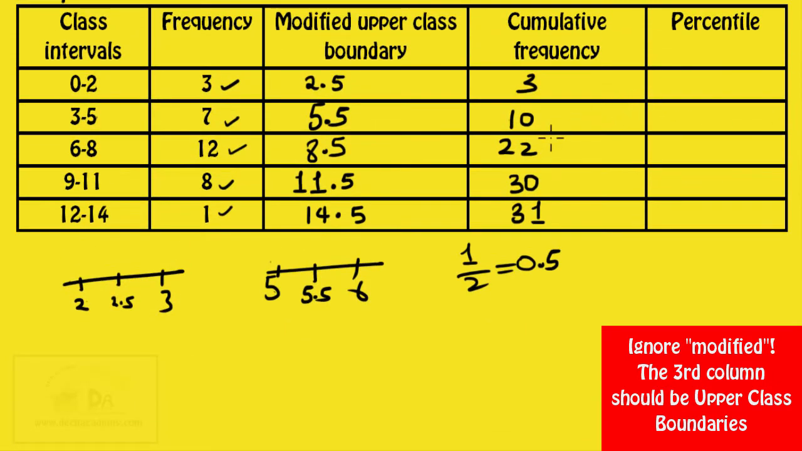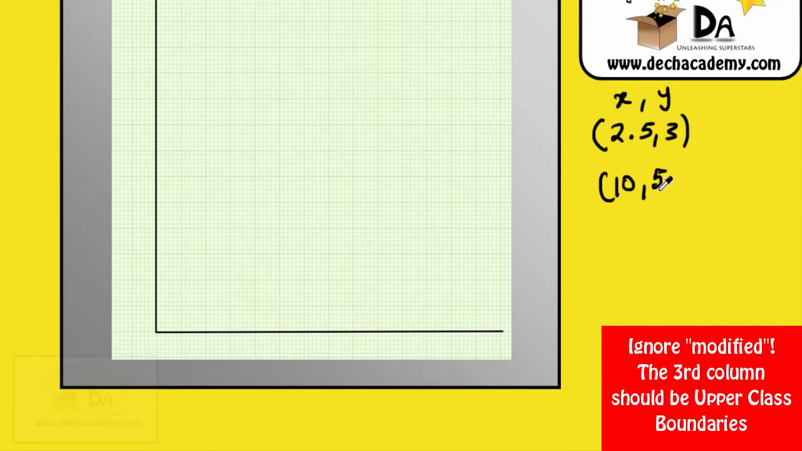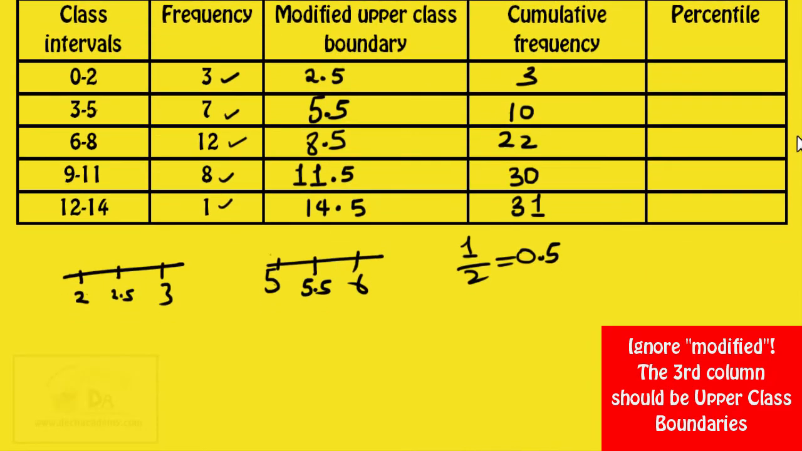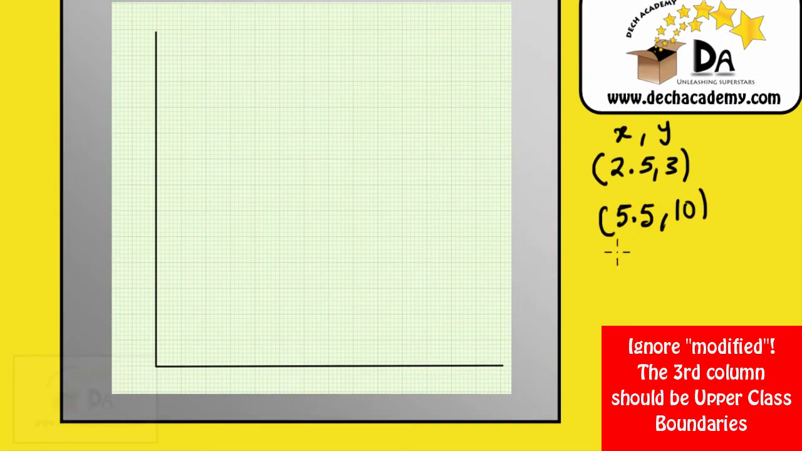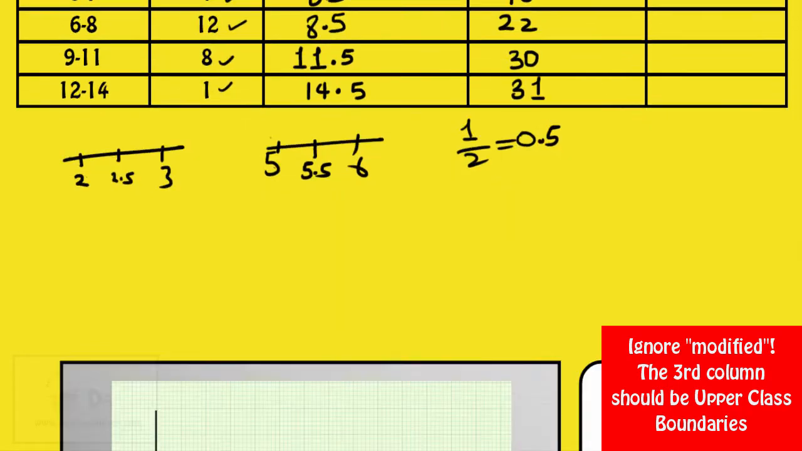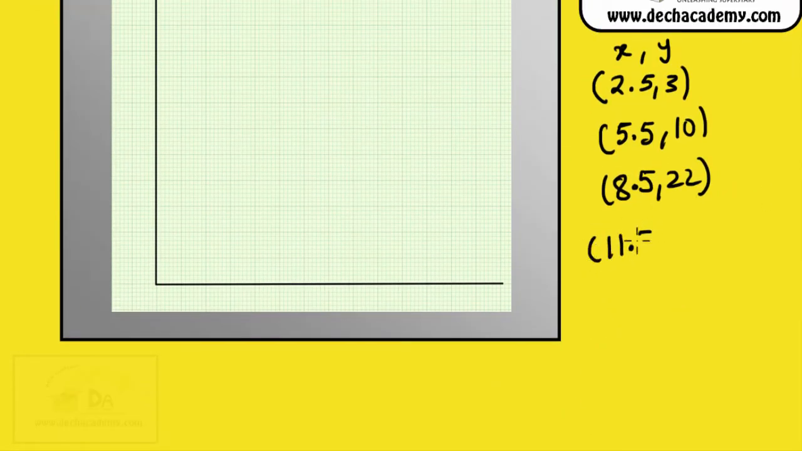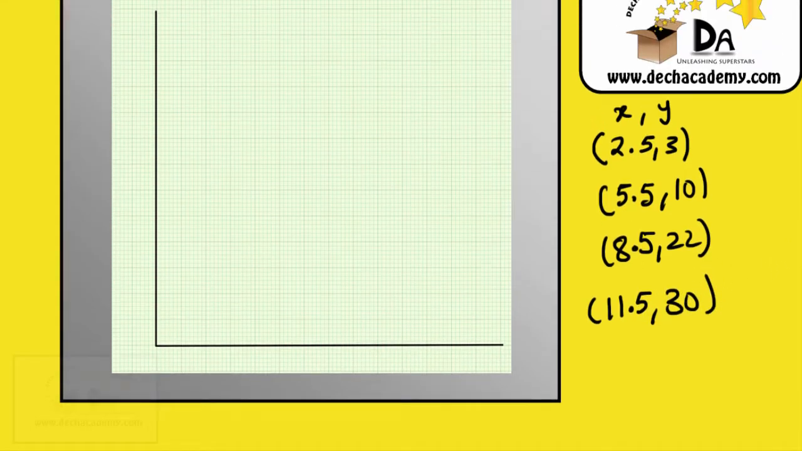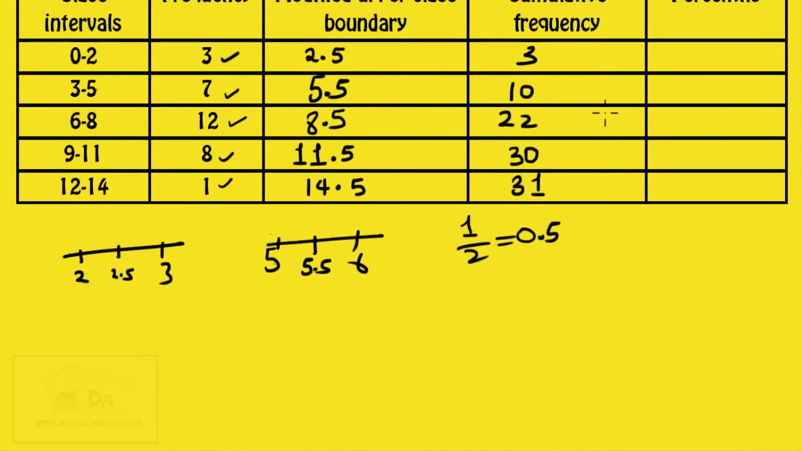Next point we have is 22, and so it should be 5.5 and 10 because 5.5 represents the mark while 10 represents the cumulative frequency, which is going to be the y coordinate. So next one, sorry, is 8.5, 22. Next point is going to have coordinates 11.5 and 30. 11.5 is an upper class boundary and 30 is the cumulative frequency corresponding to that upper class boundary. And finally, 14.5 and 31.